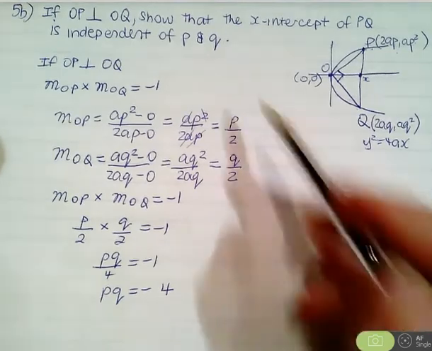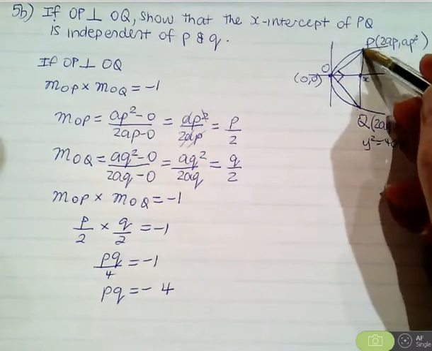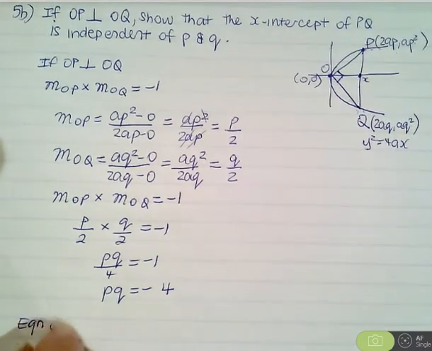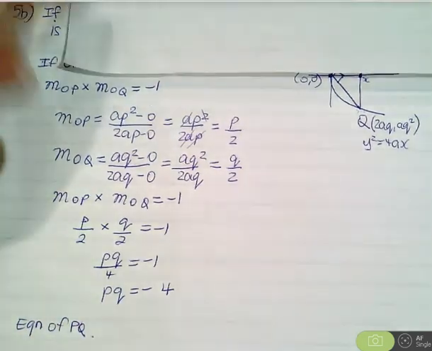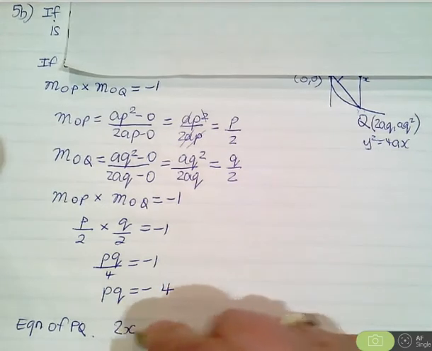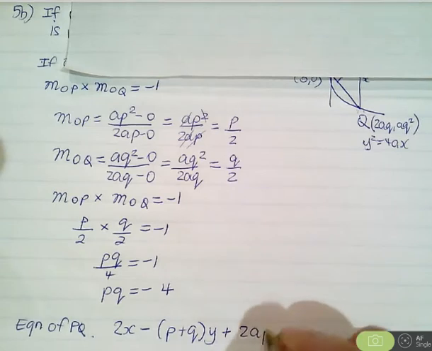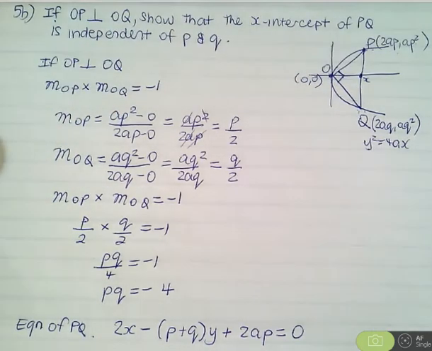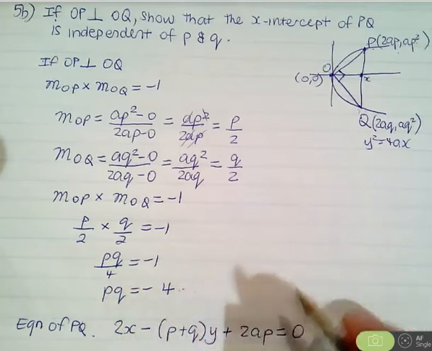Okay, now it says if OP is perpendicular to OQ, show that the x-intercept of PQ is independent of P and Q. Now, in part A, we worked out the equation of PQ, so I'm just going to write down what that is. So the equation of the chord PQ, just getting that back, was 2x minus (P plus Q) times y plus 2AP equals 0. Now, we know from this result in part B that PQ is -4.